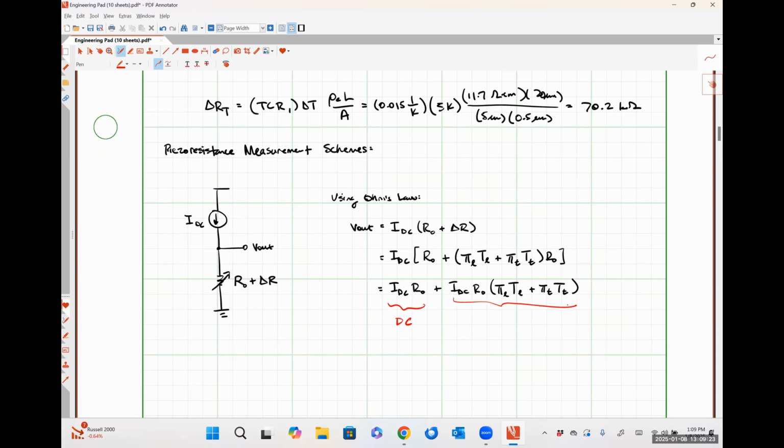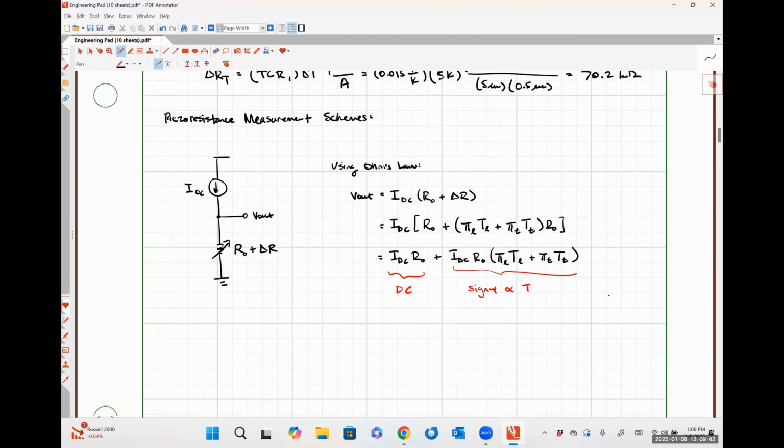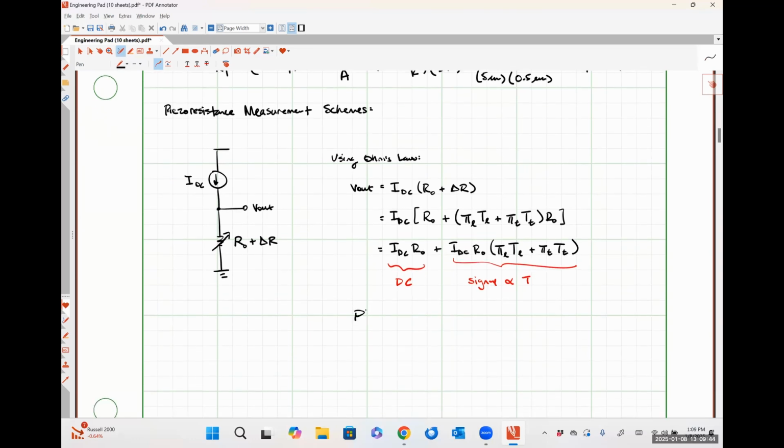And then over here, we have a portion of our signal that is inversely proportional, temperature dependent, effectively, right? So just for what it's worth, what would our power absorbed, what would the DC portion of our absorbed power be?